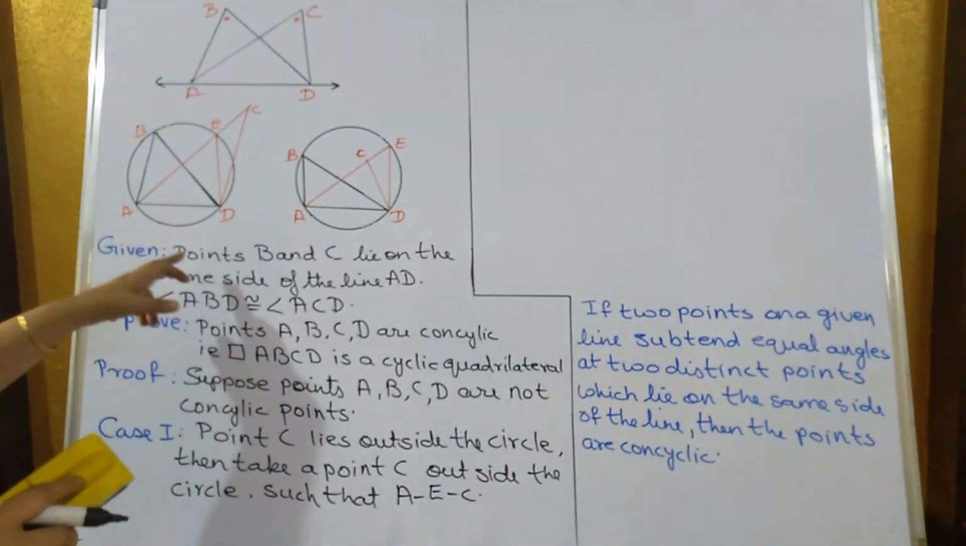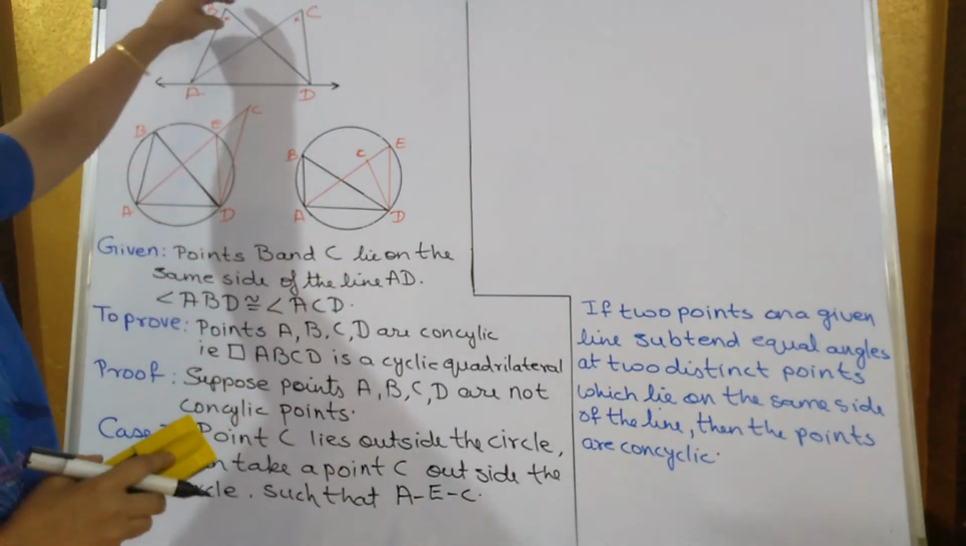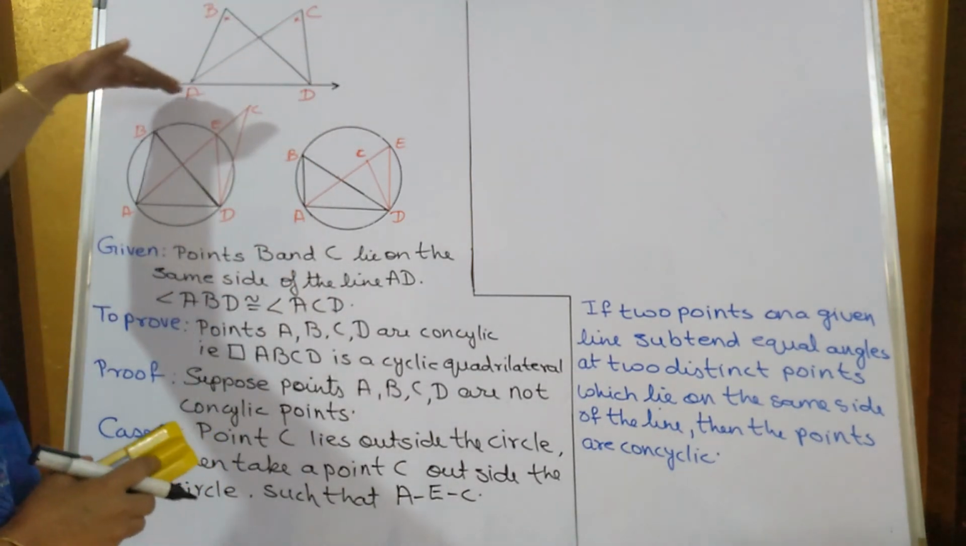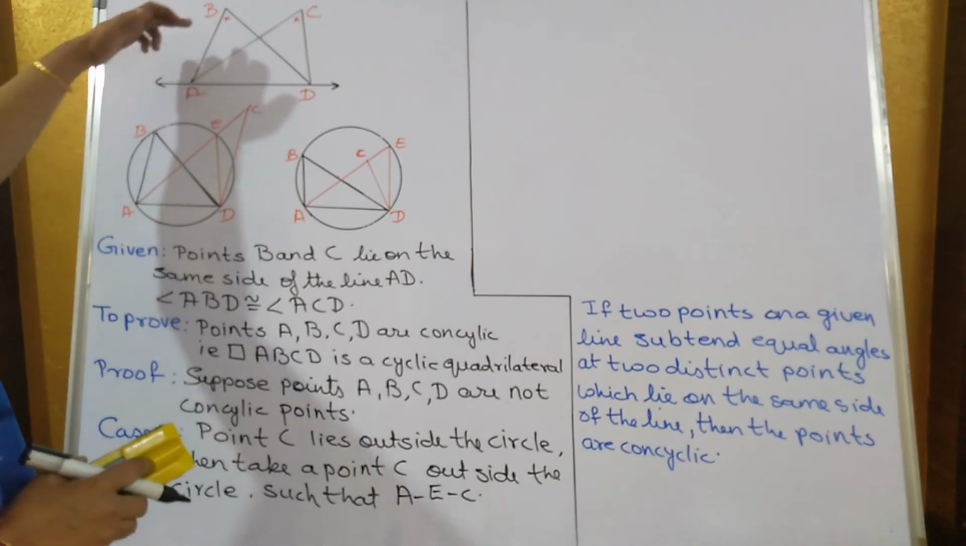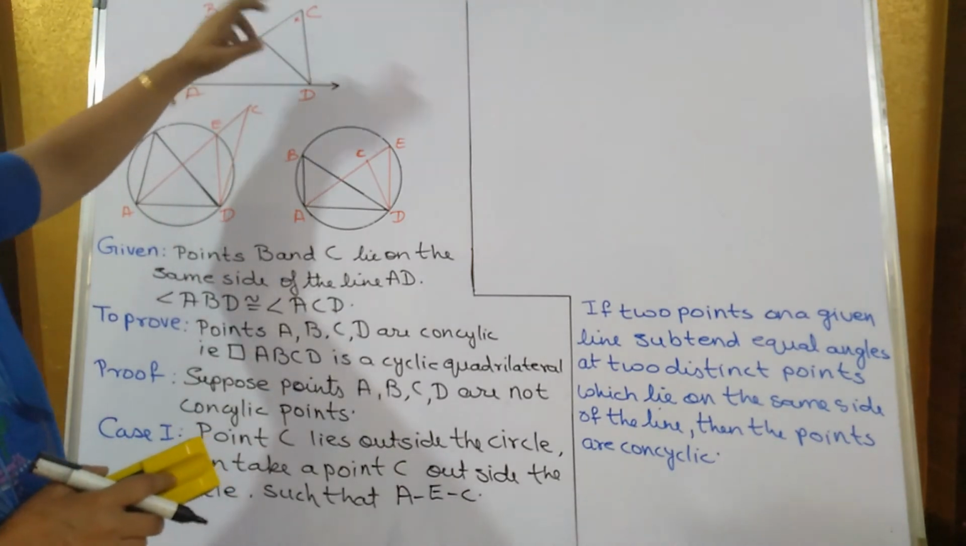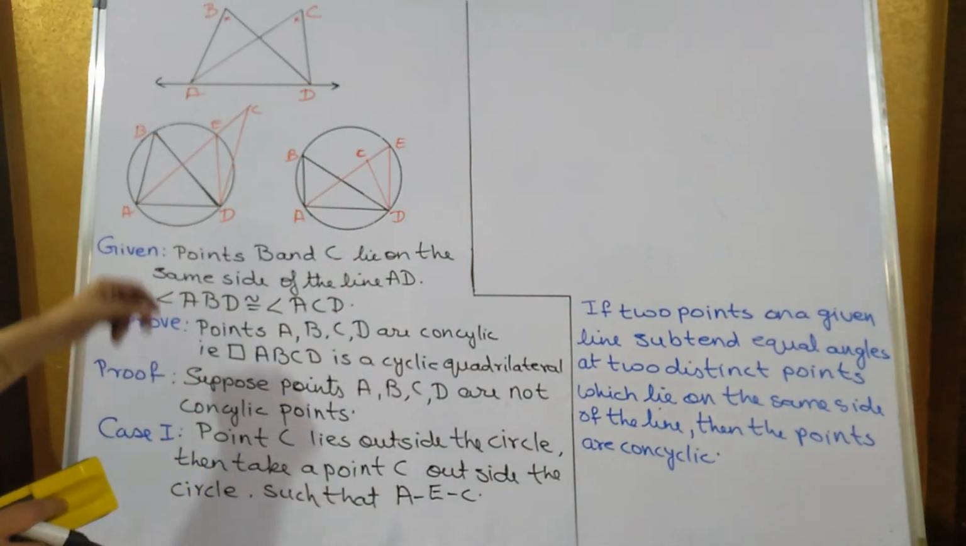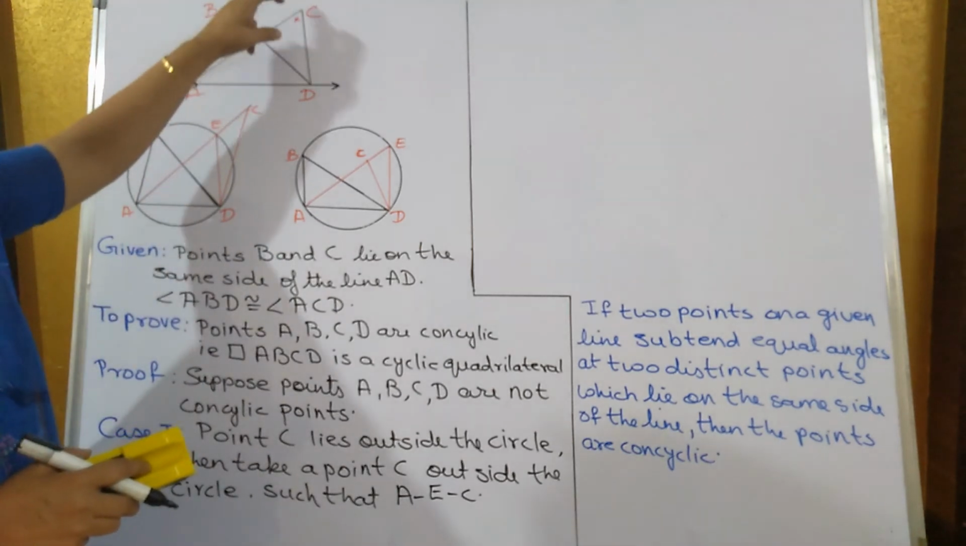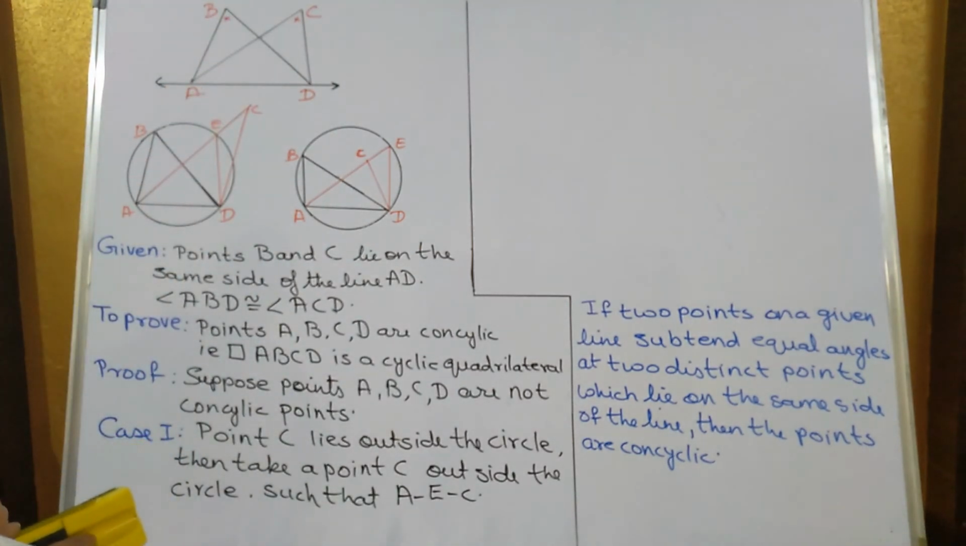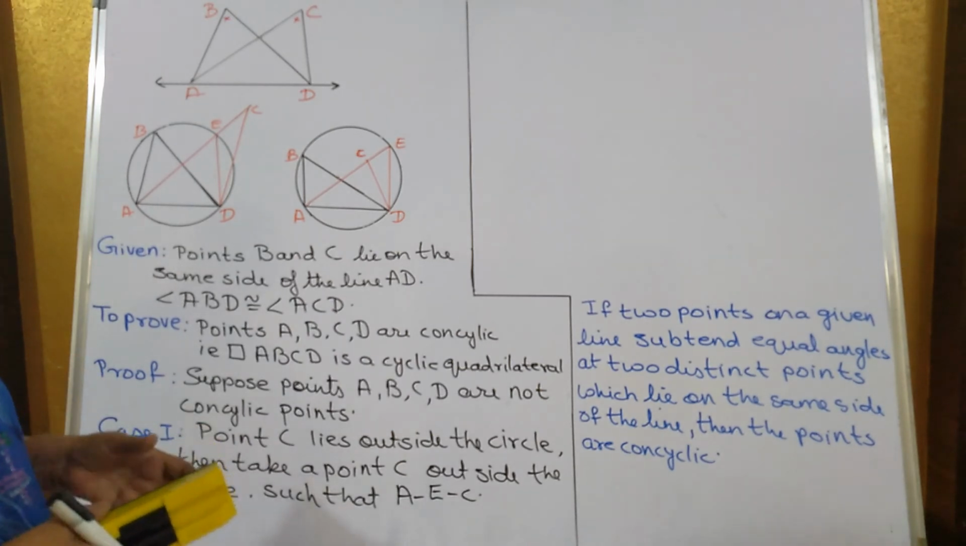So points B and C lie on the same side of line AD, and angle ABD is equal to angle ACD. We have to prove that points A, B, C, D are concyclic, that is ABCD is a cyclic quadrilateral. So let us suppose that points A, B, C, D are not concyclic points. So this is an indirect way of proving.